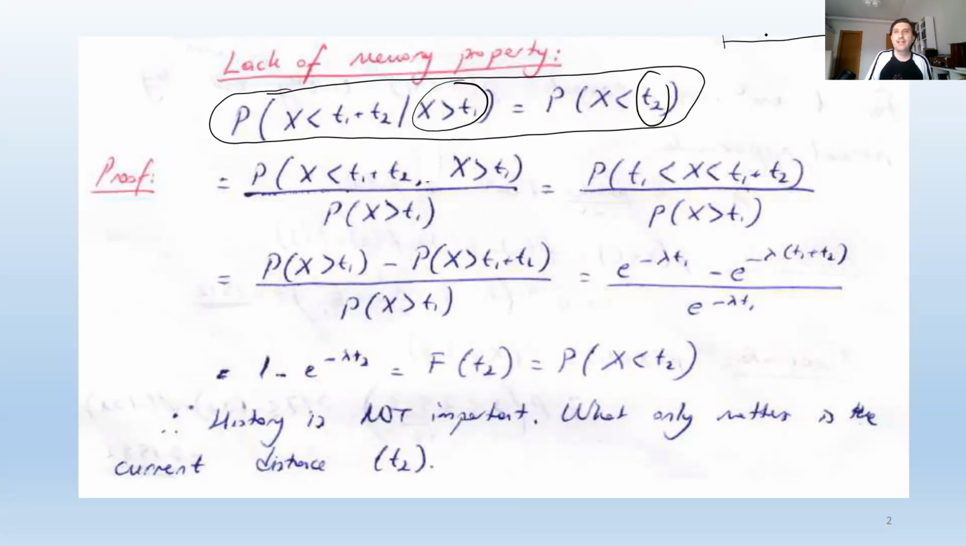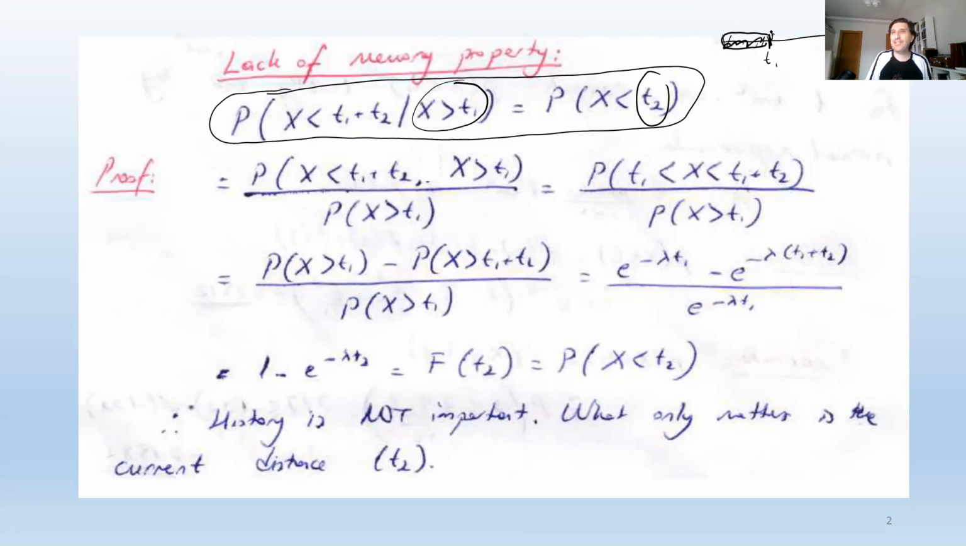So it's like this. Let's say we are here, at T1 plus T2. Let's say we have no call up to this point, so X is going to be greater than T1. What's the probability of having a call at that time, smaller than T1 plus T2?